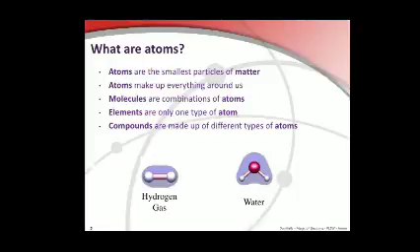Atoms are very small particles of matter. Unstable atoms combine together to form a molecule. Different types of atoms, like oxygen and hydrogen, nitrogen and hydrogen, sodium and chlorine, combine together to form compounds.